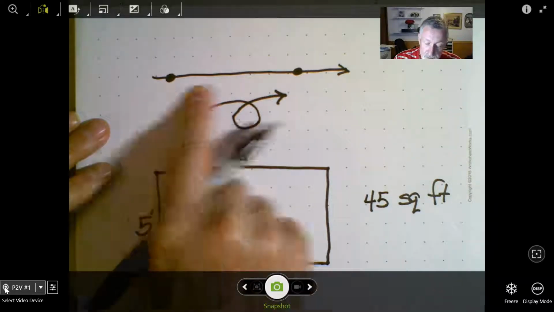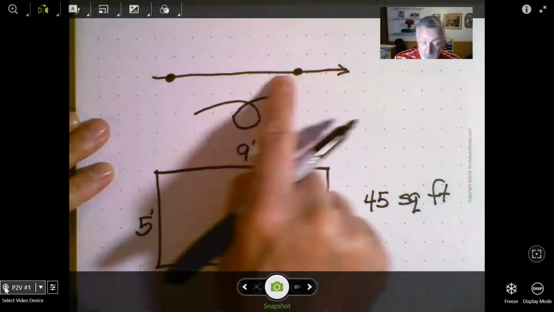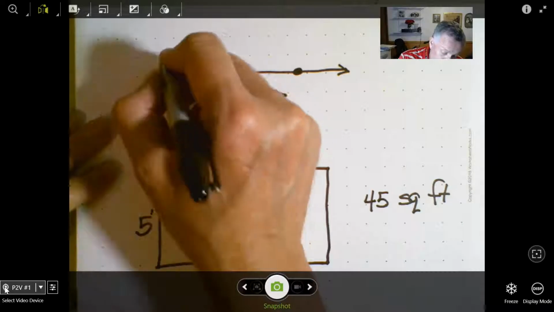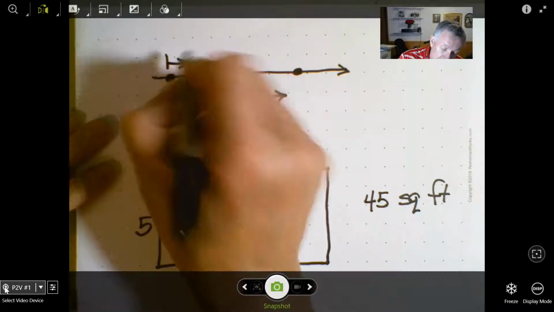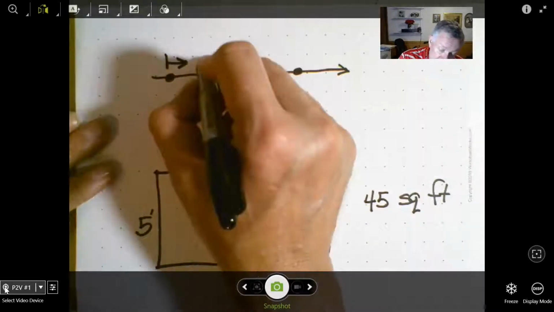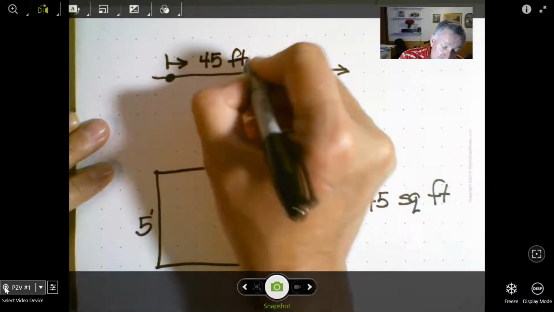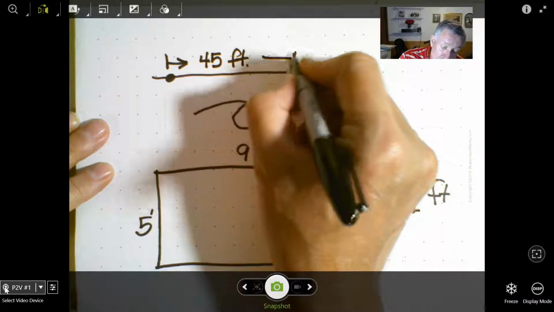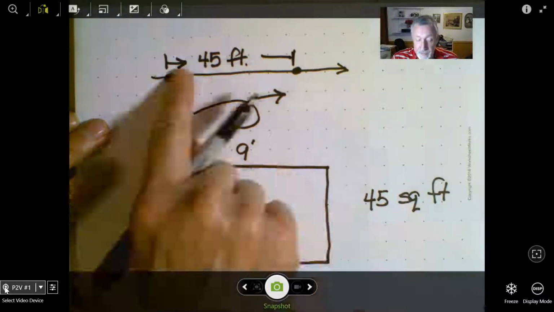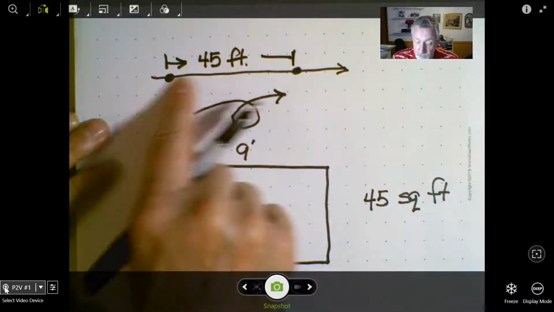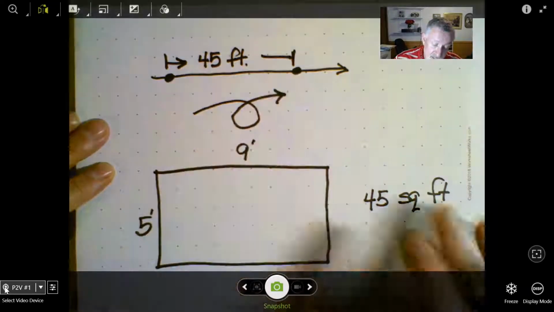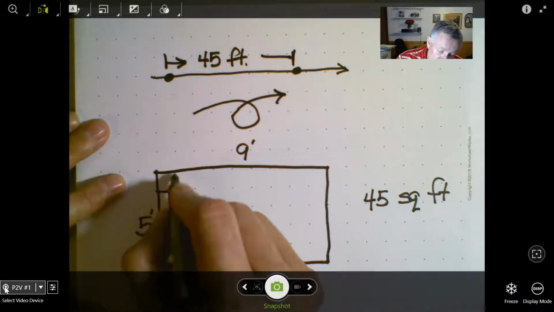I need to make another point right here. In a one-dimensional measurement, where we go from point A to point B, let's say that this measurement is also 45 feet. But it's just 45 feet. We're measuring in one dimension. Here we're looking at square feet.